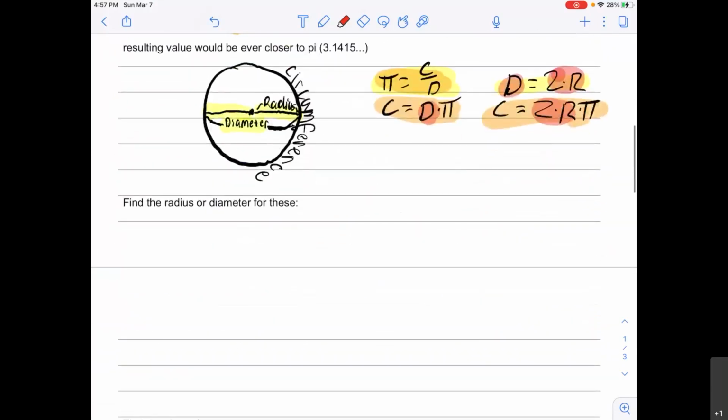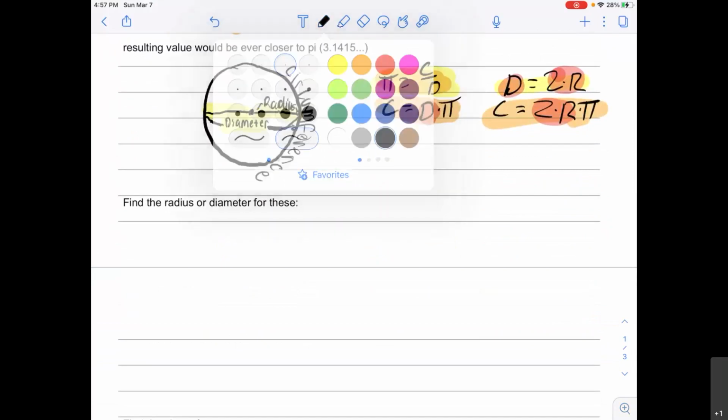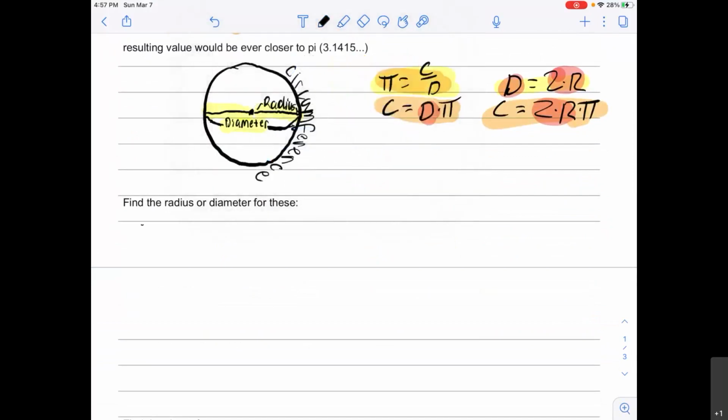So the first thing we're going to look at is finding the radius or the diameter when we know the other. So let's say that I told you that I knew that the radius of a circle was 5 centimeters. Well, if the radius of a circle is 5 centimeters, the diameter then has to be 10 centimeters.